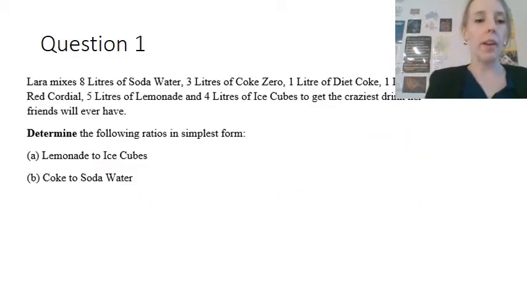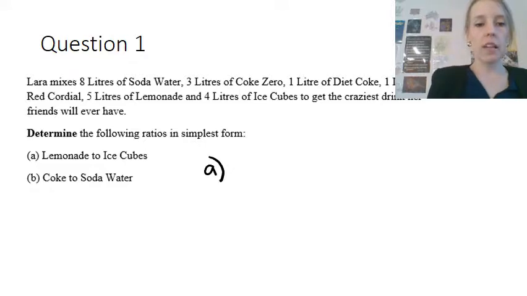Okay, so question 1. Lara mixes 8 litres of soda water, 3 litres of Coke Zero, 1 litre of Diet Coke, 1 litre of red cordial, 5 litres of lemonade and 4 litres of ice cubes to get the craziest drinks her friends will ever have. Okay, so for A, you have to determine the following ratios in their simplest form.